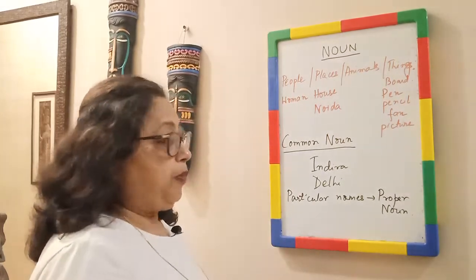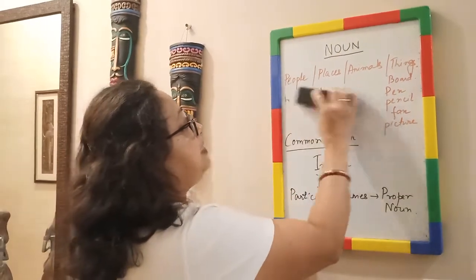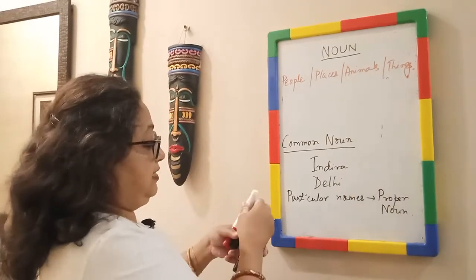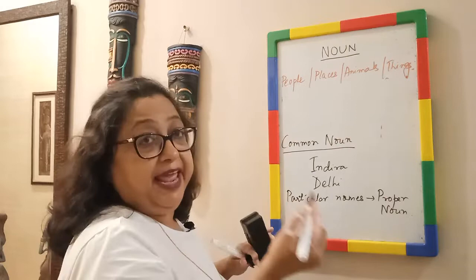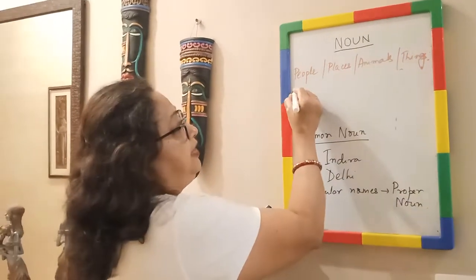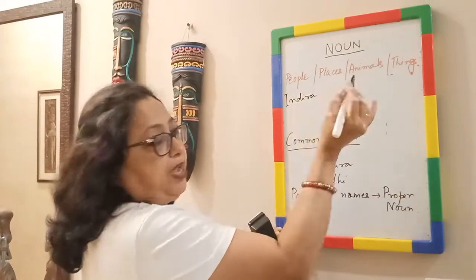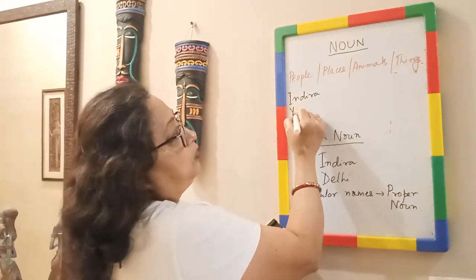Okay, so proper nouns. Now we can name some of the proper nouns. For example, people, that means names. Suppose here I have written Indira. Now you write your names. I am telling, suppose I am writing the name of one of my students, Yuvraj.